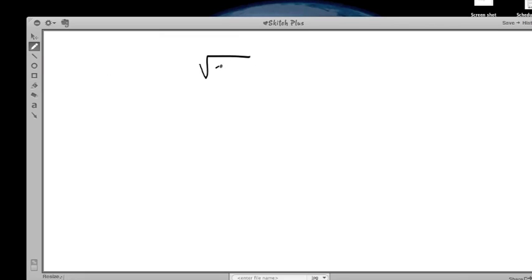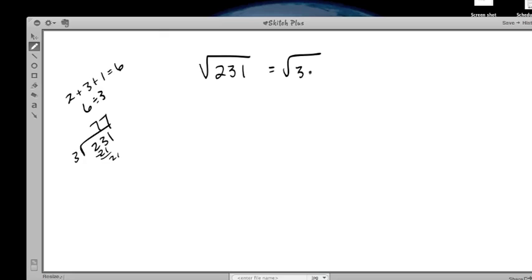Let's look at a number like 231. Now, numbers that end in 1, people like to think of as prime. 231 is actually not a prime number, and we can see that by adding the digits together. If the digits added together are divisible by 3, the whole number is divisible by 3 from our divisibility rules. And so I know that 231 is divisible by 3. I'm going to go ahead and do that division problem. And I get 77. So with that 77, I can rewrite 231 as the square root of 3 times 77.